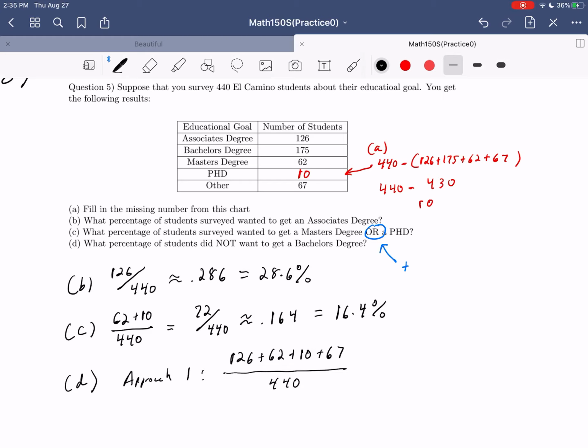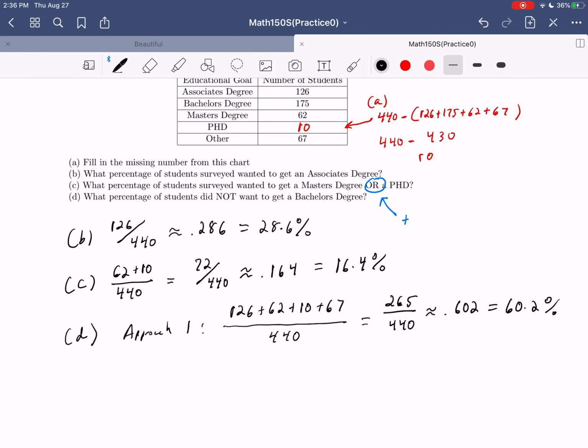Well, if we do that and we add all those up, 126 plus 62 plus 10 plus 67, that's 265 divided by 440. Then do that division, 265 divided by 440 should get approximately 0.602, which is 60.2%. So about 60.2% of our sample said that they were not going to get a bachelor's degree. That was not their end goal.